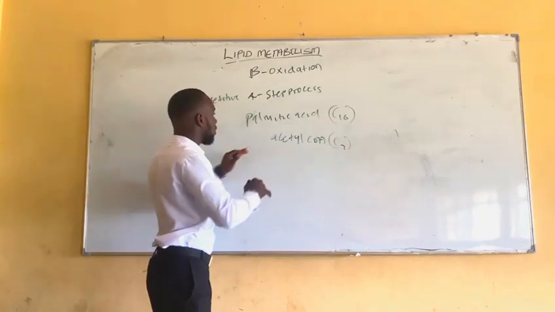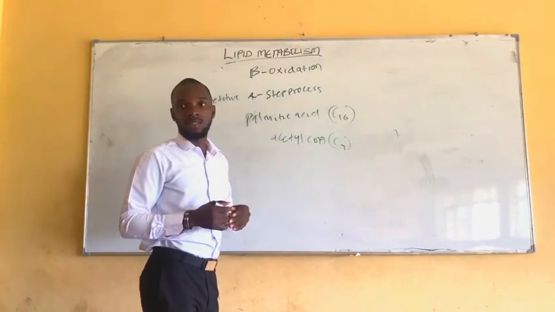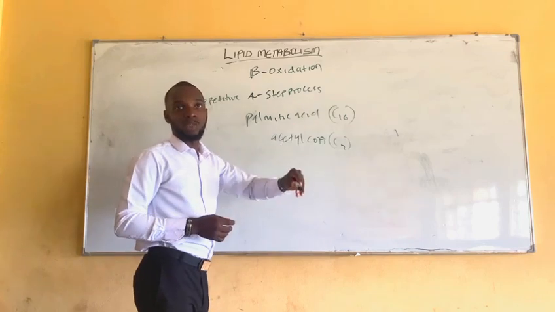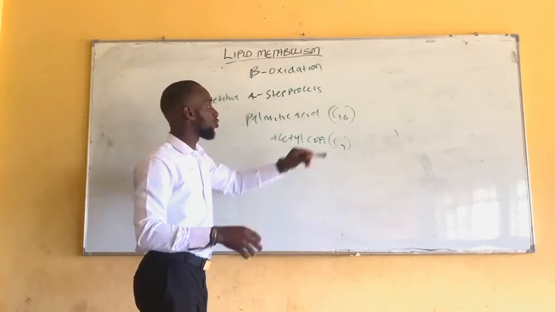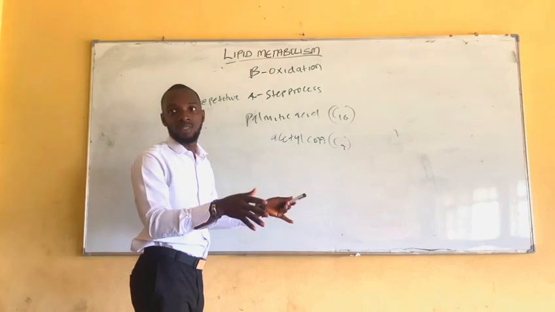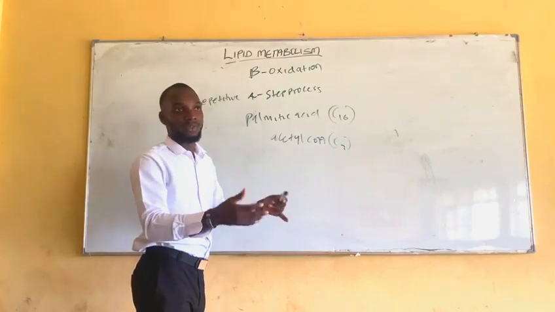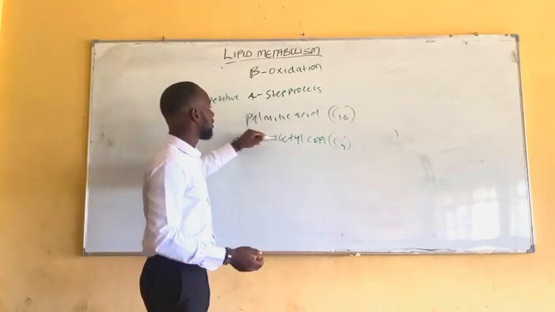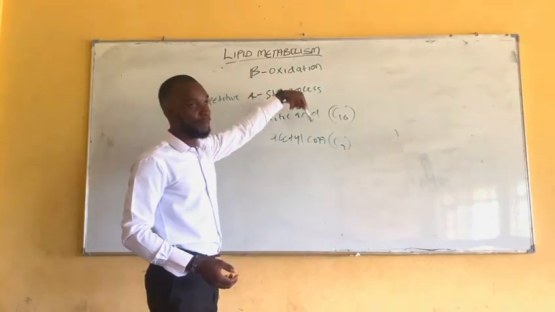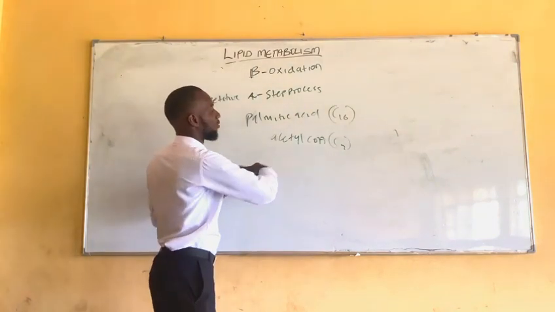It will keep going. So let's say we are working with palmitic acid. It will enter the beta oxidation pathway, and two carbon units will be removed. What will now remain is 14 carbon units. That's myristic acid, right? So it will enter the beta oxidation pathway again, and two carbon units will be removed again as acetyl-CoA.